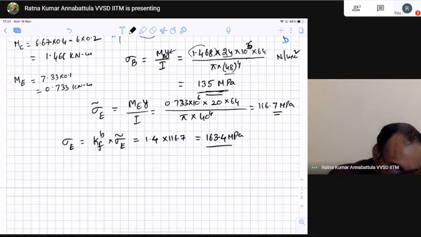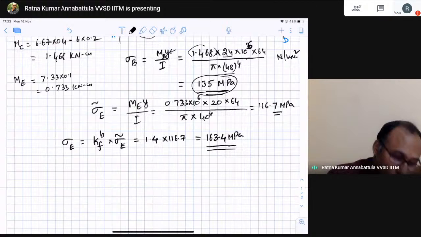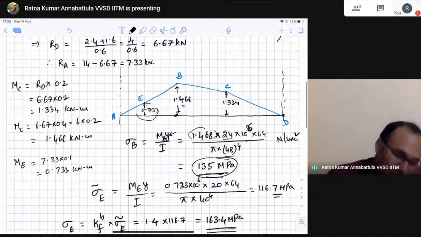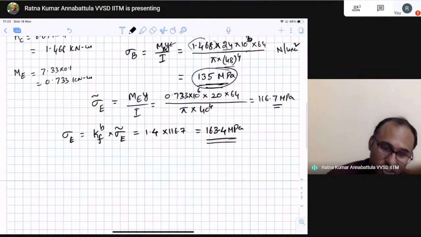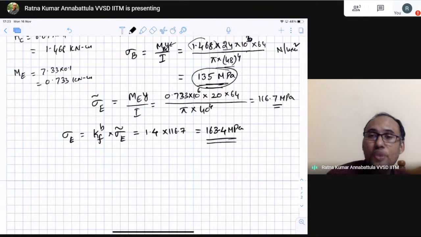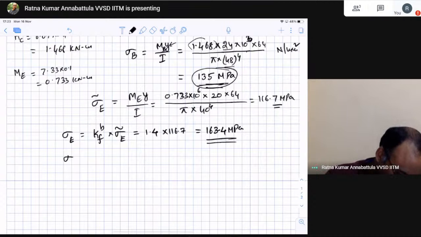Now this is actually larger than this. So although the bending moment at E is smaller, because there is a change in cross section, that point experiences higher stress, more stress than the point where the maximum bending moment is. This is a very important consideration that one needs to have while designing the component. So the maximum bending stress in the beam is 163.4 MPa.